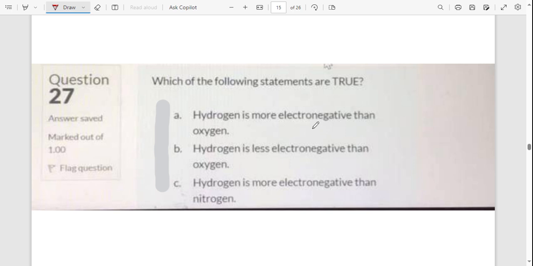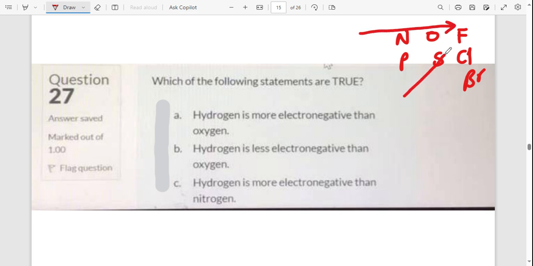Which of the following statements are true? Hydrogen is more electronegative than oxygen. Now, on the periodic table, you have fluorine, oxygen, nitrogen, phosphorus, sulfur, chlorine, bromine. You continue to go down. As you go towards fluorine, electronegativity is increasing because fluorine is the most electronegative. So hydrogen is less electronegative than nitrogen, and it is less electronegative than oxygen. So the statement is true.